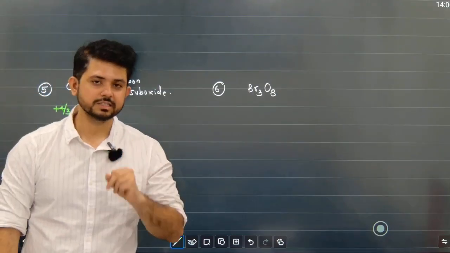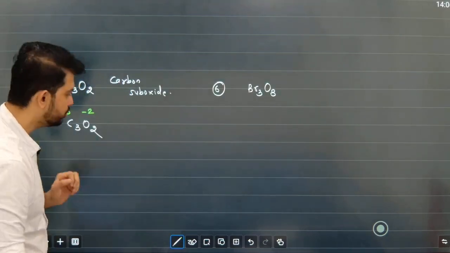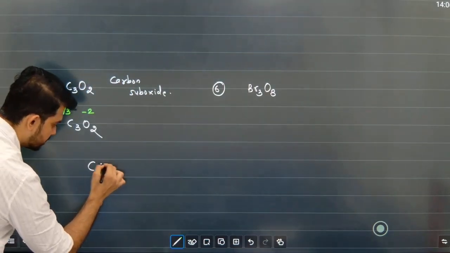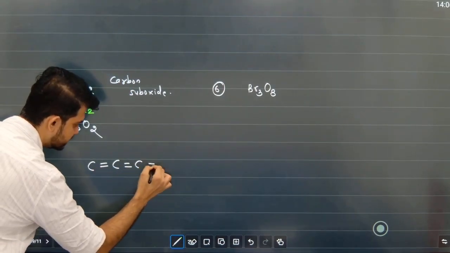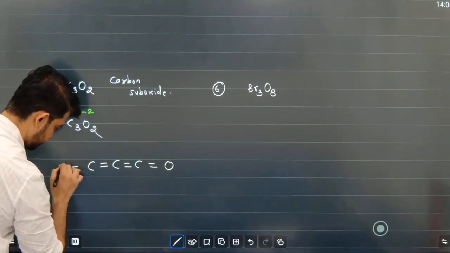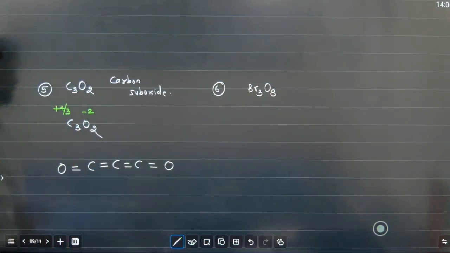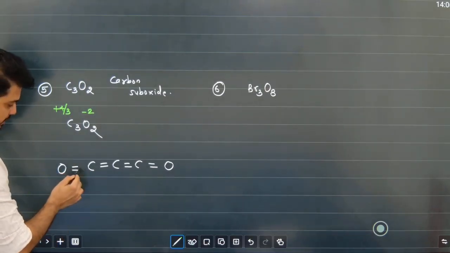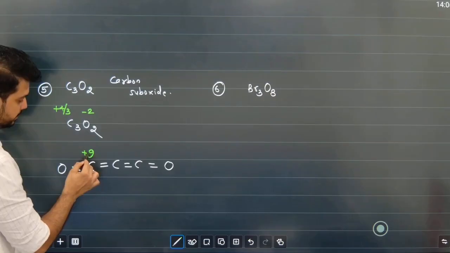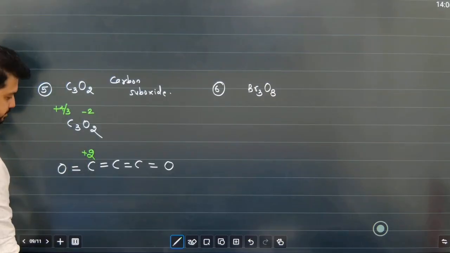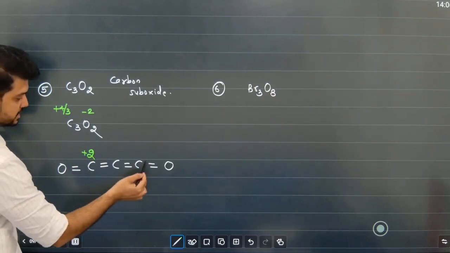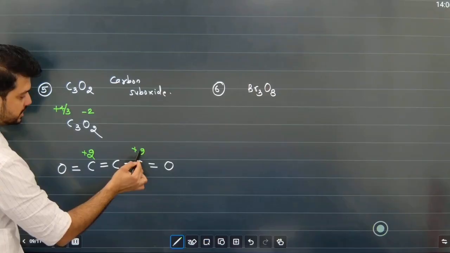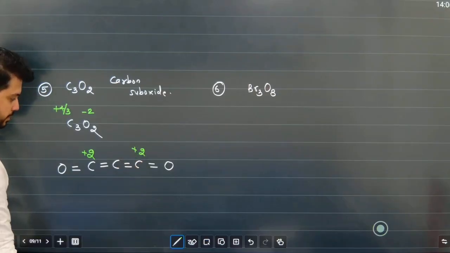Students, fractional charge तो possible नहीं है, so we need to understand the structure, and the structure is like this. This is the structure of carbon suboxide. Now if I look at the first carbon, जब ये डबल बॉन्ड ब्रेक होगा तो ये कार्बन पे चार्ज डेवलप होगा +2. When this double bond breaks, ये कार्बन पे चार्ज डेवलप हुआ +2.